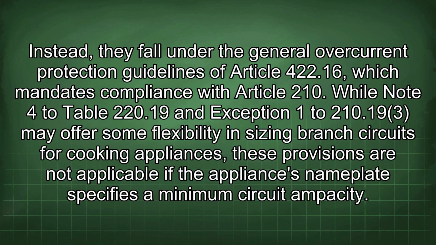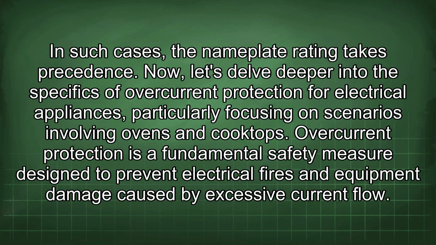While Note 4 to Table 220.19 and Exception 1 to 210.19(A)(3) may offer some flexibility in sizing branch circuits for cooking appliances, these provisions are not applicable if the appliance's nameplate specifies a minimum circuit ampacity. In such cases, the nameplate rating takes precedence.